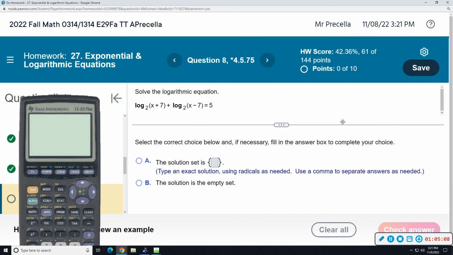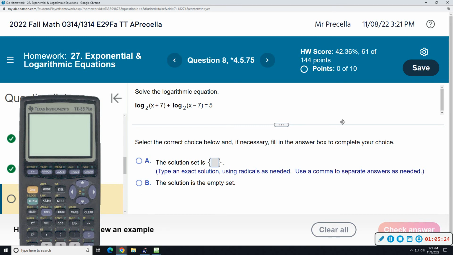Problem 8. This one's sort of like the first problem, number 5, I believe, because it has logarithm plus logarithm equals number. We don't have to move anything around. Let me write this down.